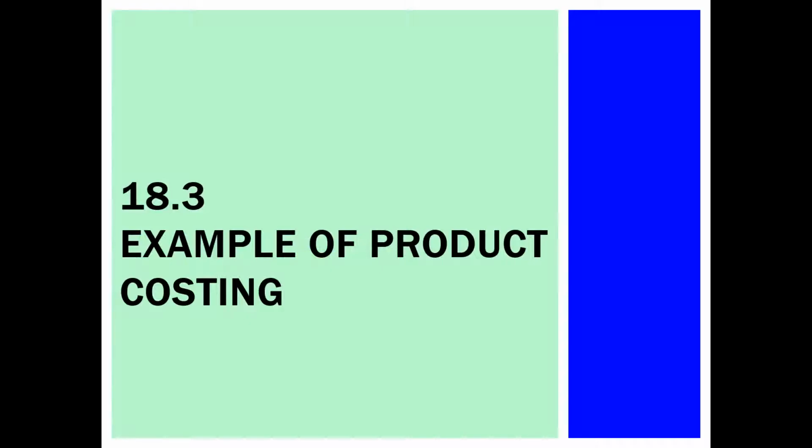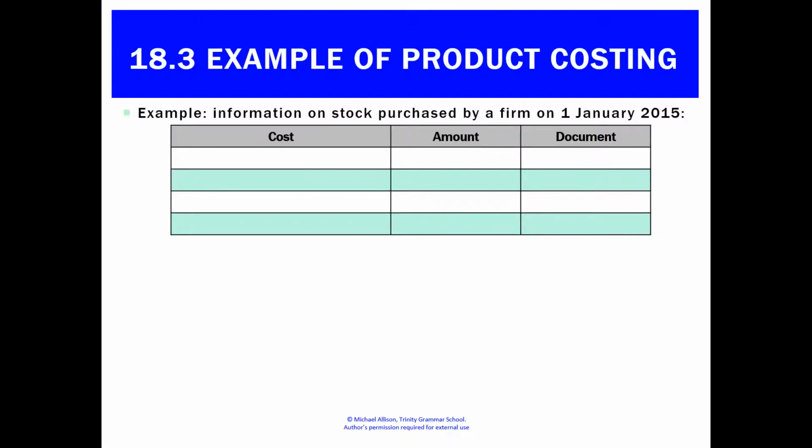Now that we know the difference between product and period costing, let's have a look at an example. This is based on an old exam question. So let's say a business purchased stock on the 1st of Jan and had the following bits of information.